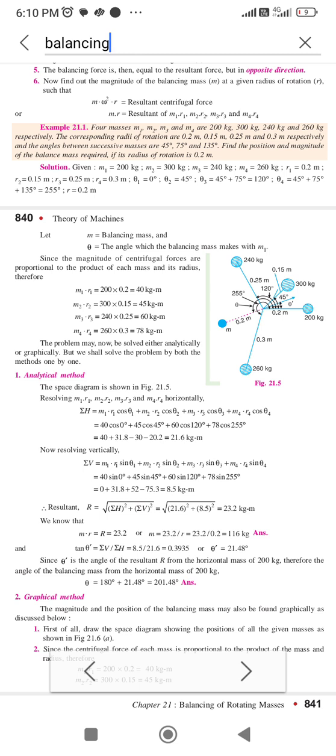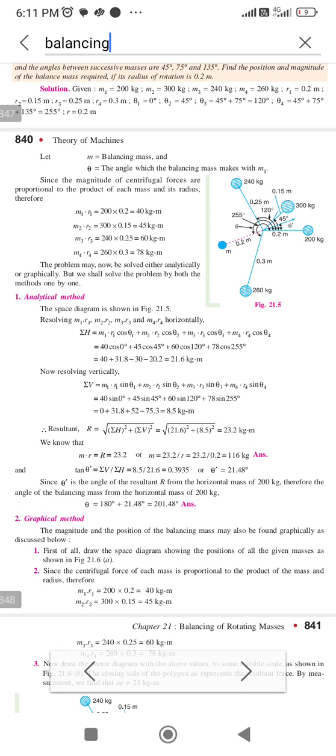So initially, there are two methods to solve this problem. One is the analytical method and the other is the graphical method. Mostly we are going to solve in the graphical method. So only one problem I am going to discuss about the analytical method, how to solve this problem.